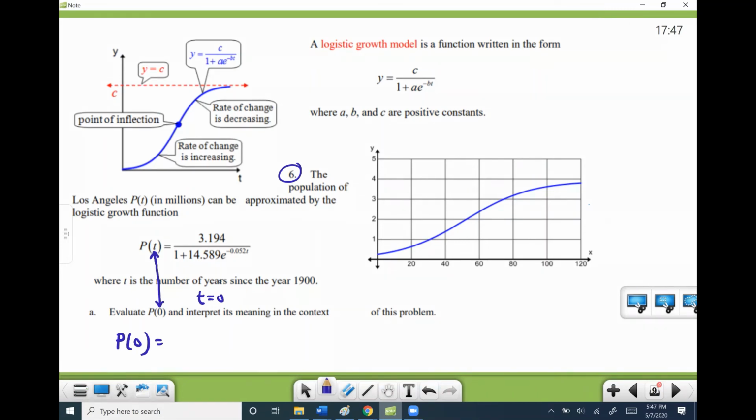T is the number of years since 1900. Okay, it's been 0 years since 1900. Oh, then it must be 1900, right? So in parentheses, I'm going to put that it's 1900, just to remind me what I'm finding. All right, other than that, you guys, this is straight up a calculator question. Can you use your calculator? Don't forget to wrap parentheses around the bottom if you have that type of a calculator.